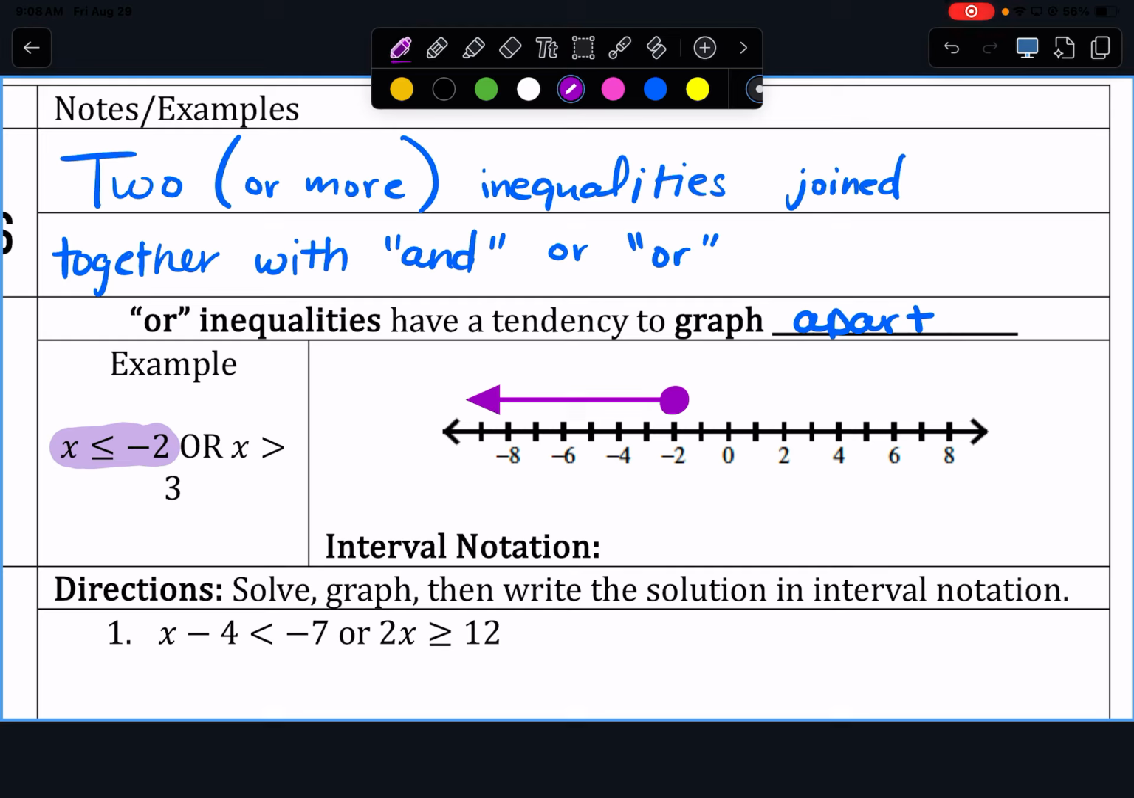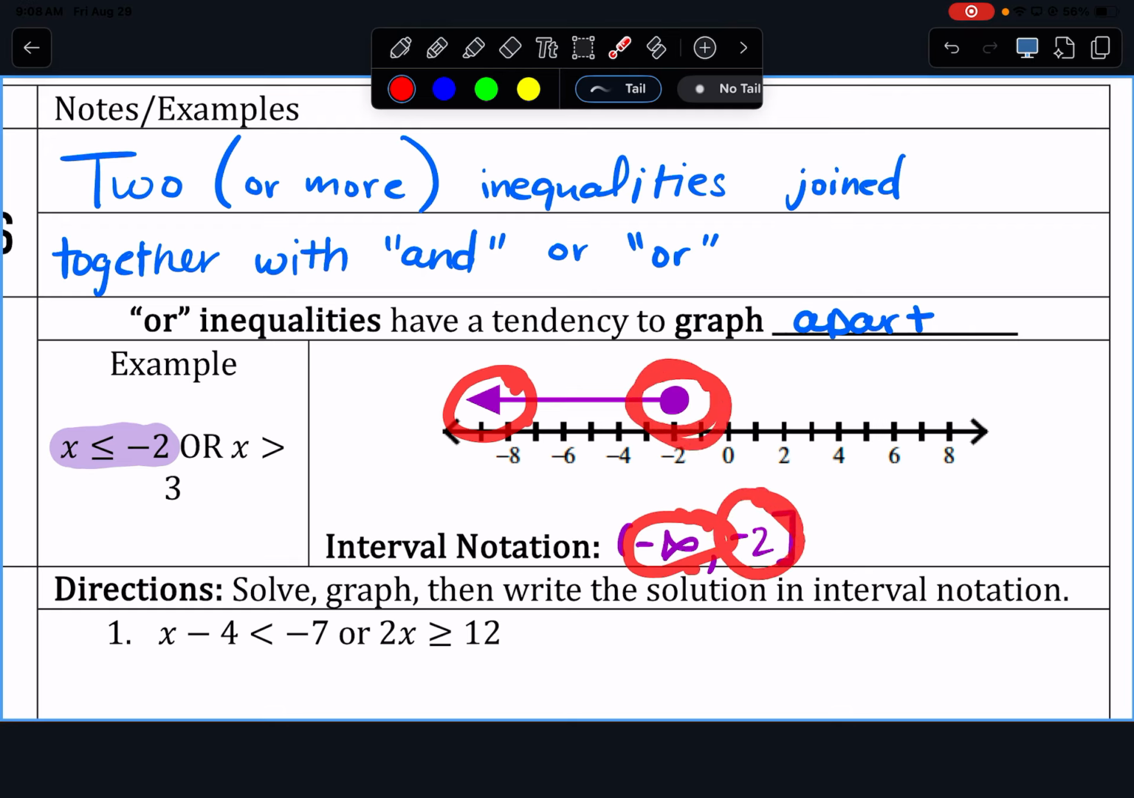How would I write the interval notation for that piece? There we go. Remember, we do it in the same way that it is from left to right. So our arrows tell us where infinity goes. If the arrow's on the left, infinity's on the left. If our point's on the right, the number's on the right.